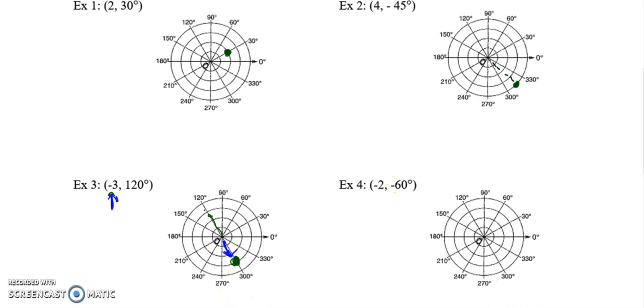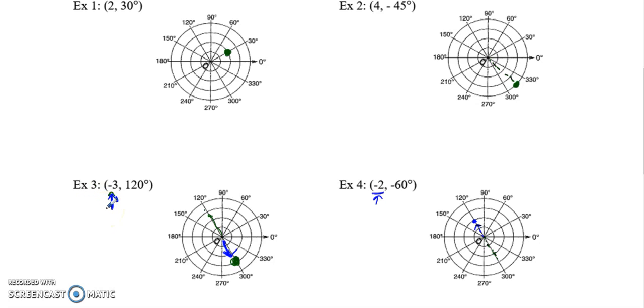Same thing as we look here. Negative 60 degrees, so negative 30, negative 60 degrees is on this path. So instead of going this way with the negative 2, the negative r, we're going in the opposite direction. So it's behind it there, 2 units. So negative radius tells you to go backwards.